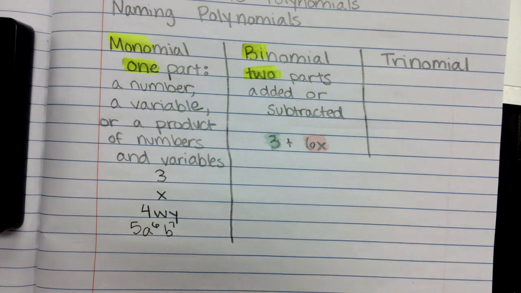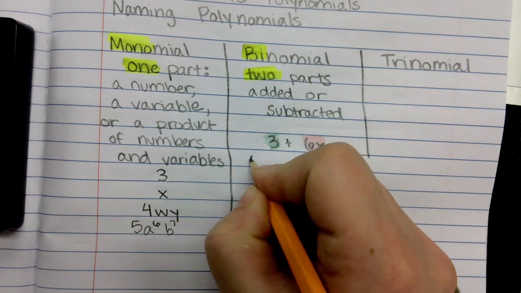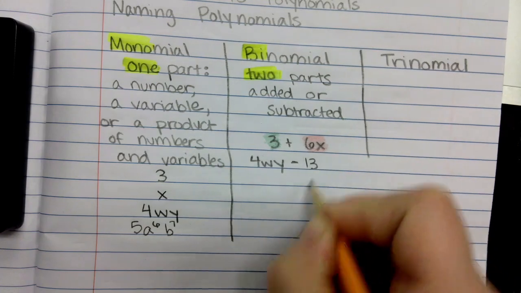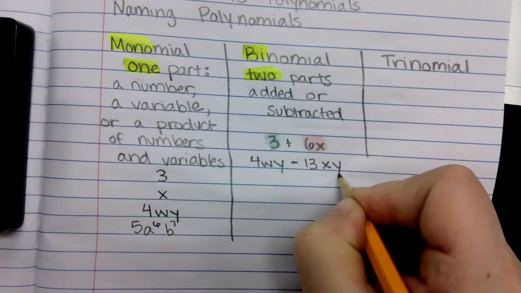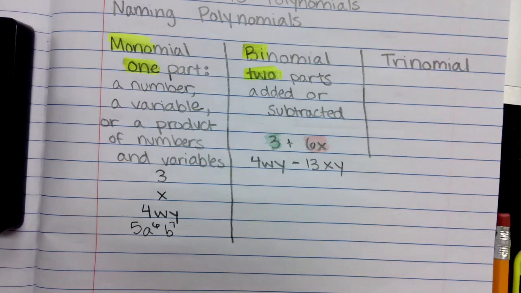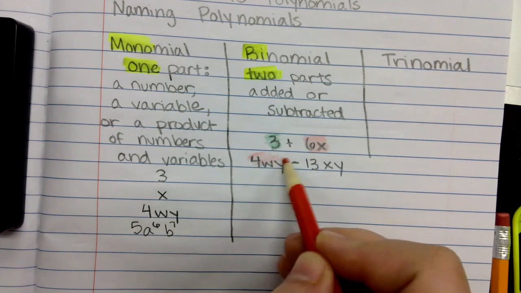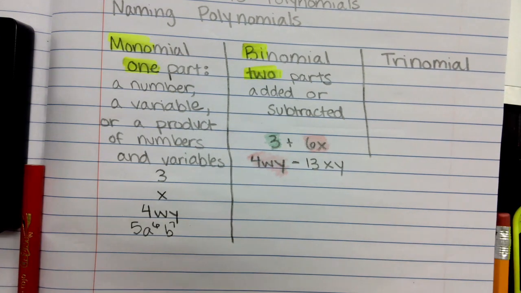Okay, another example might be like 4wy minus 13xy. Are those like terms? Do they have the exact same variable parts? No. They both have y's. Do they both have the same other part? No. So these would be two different parts. So I'd have like 4wy is my first part. What is my second part? 13xy.